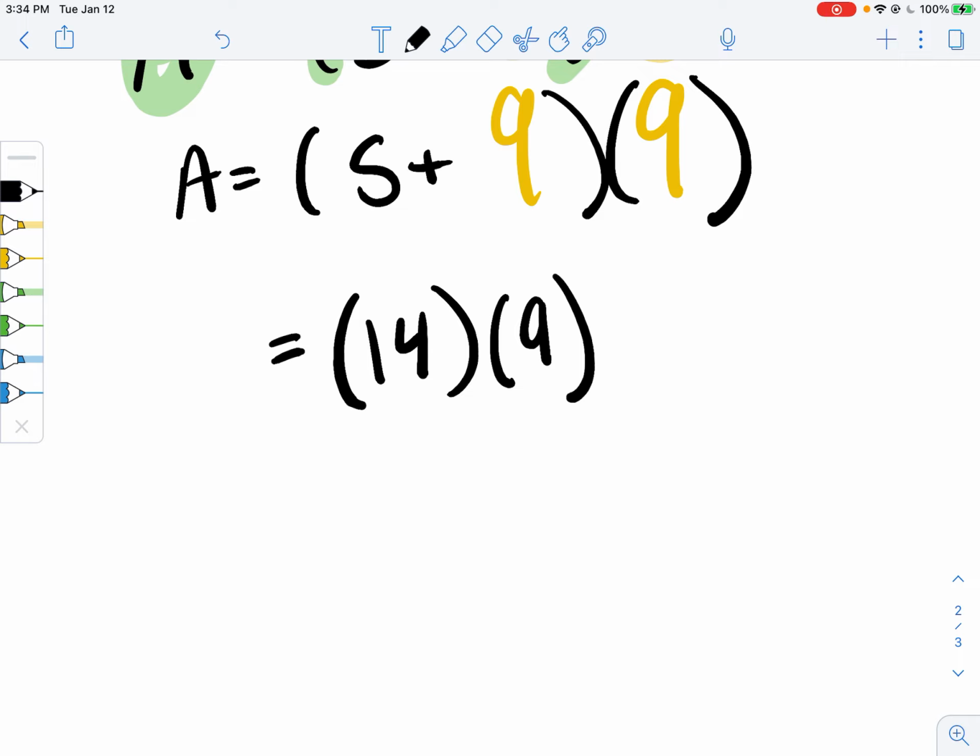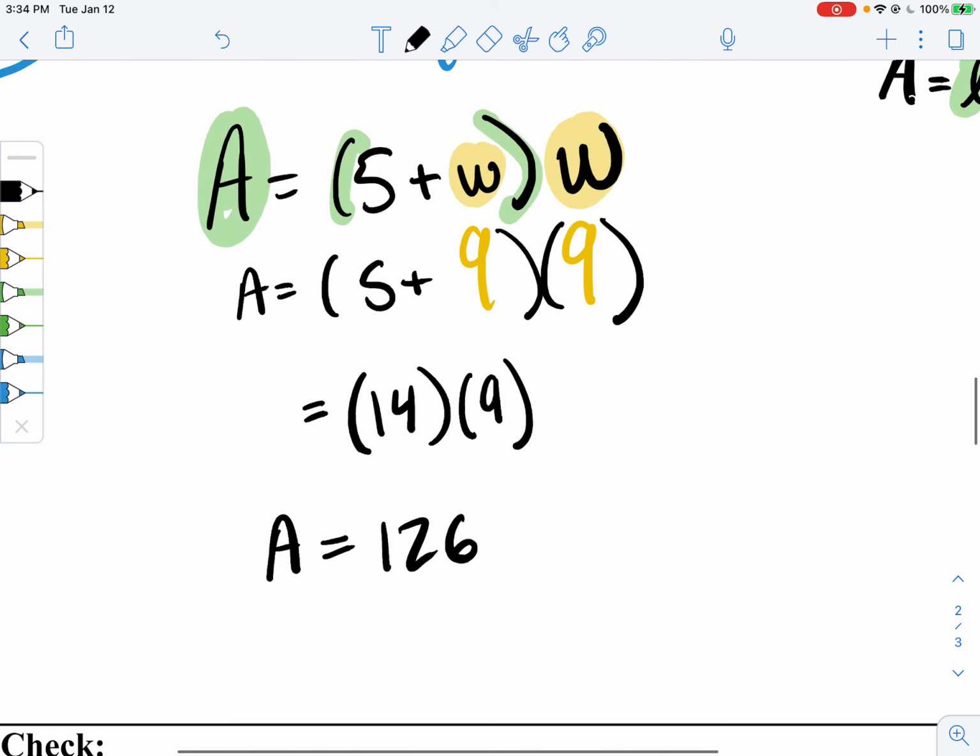Hold on. I did my math wrong in my notes. So I need to quickly do the calculation. Okay. 14 times 9. That's much better. Okay, equals 126. So our area is 126.